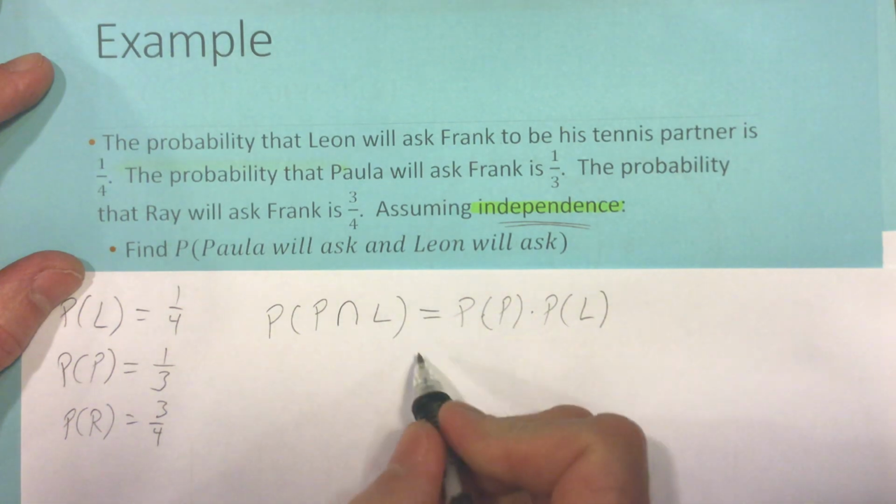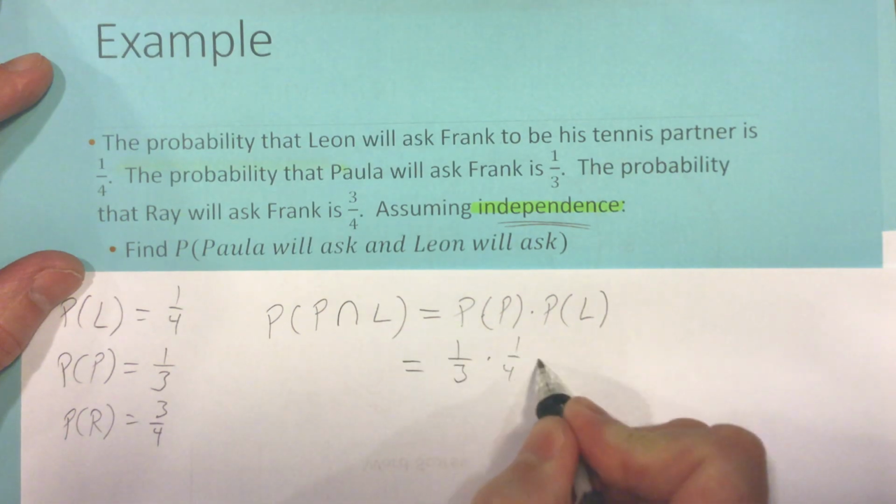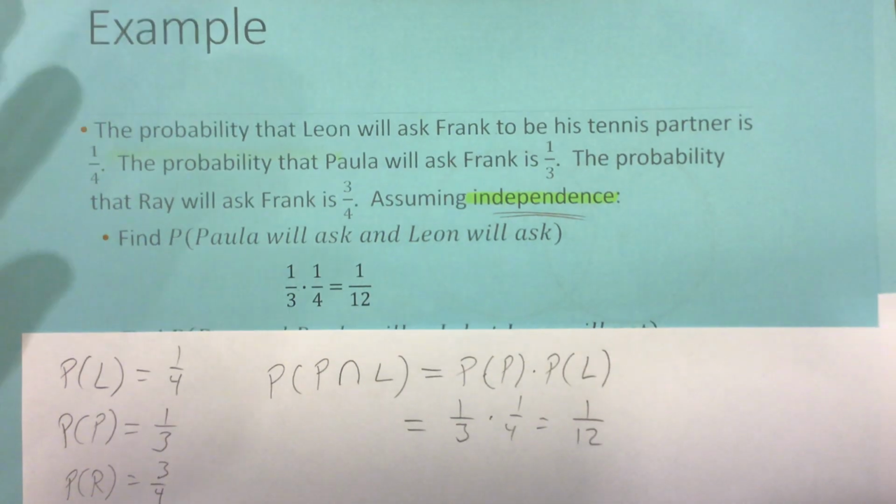Okay, so let's work that out. That is 1/3 times 1/4. So 1 in 12 chance that they both ask.